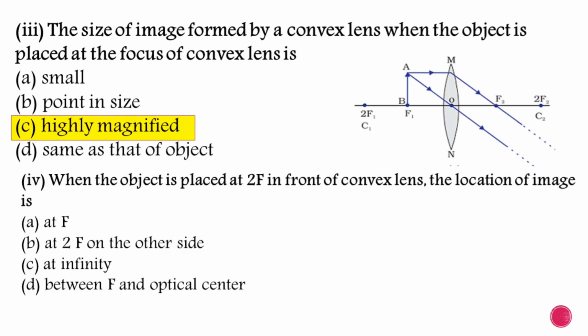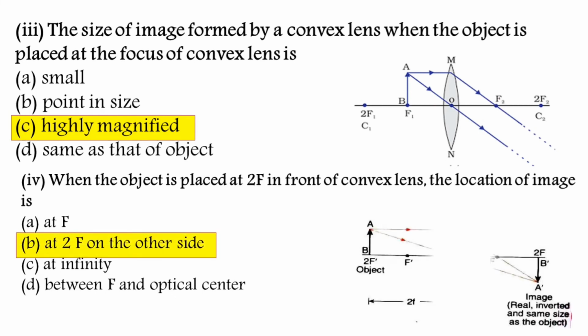When the object is placed at 2f in front of the convex lens, the location of the image is... Recall the image formation by an object in a convex lens. We know that if the object is kept at 2f, that is double the focal length of the convex lens, then the image is formed at 2f on the other side of the lens. Hence the answer is at 2f on the other side.